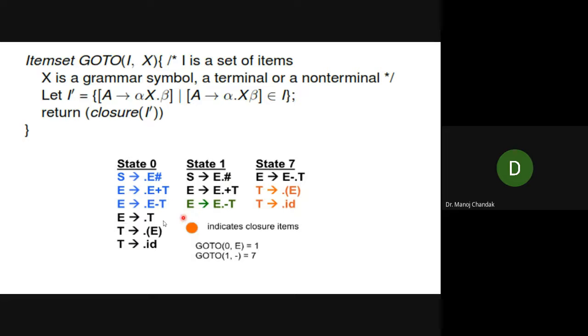If you ask what will happen here in state 2, we will write goto I0 comma T. So dot will cross T. In state 3, we will write goto I0 comma opening bracket. Now, very important, let me write here.